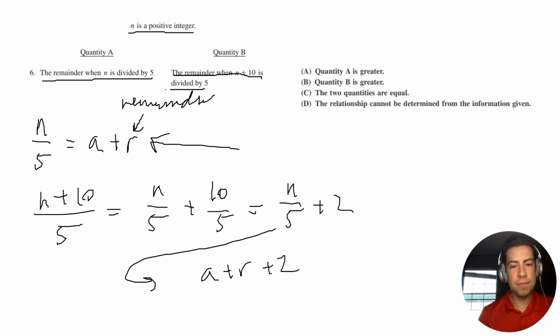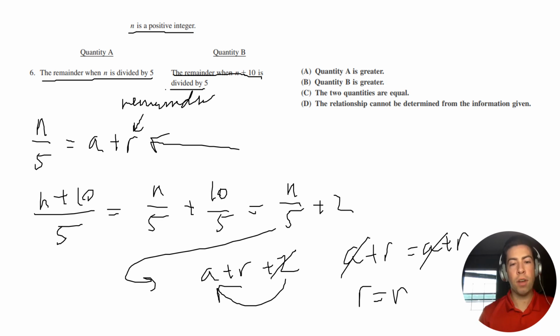So here's the thing, guys. 10 divided by 5 has no remainder, right? So we don't even have to worry about the 2 right now, because we can just group it in with a. So what I'm going to have is a plus r equals a plus r, and we don't even care about the a. All we care about is the remainder. So therefore, we know that r equals r, and these two values have to be equal. Okay, so there's that way, and again, we're going to get that the answer is C.